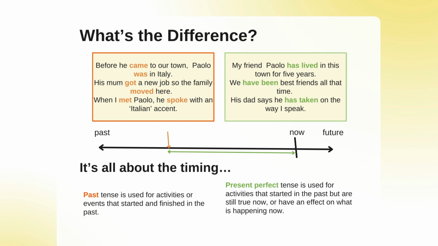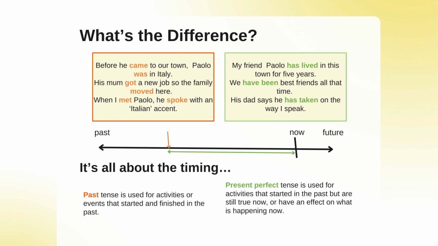Before he came to our town, Paolo was in Italy. So this is before this present moment. Paolo used to live in Italy. His mom got a new job, so the family moved here. So in the past, Paolo's mom got a new job.